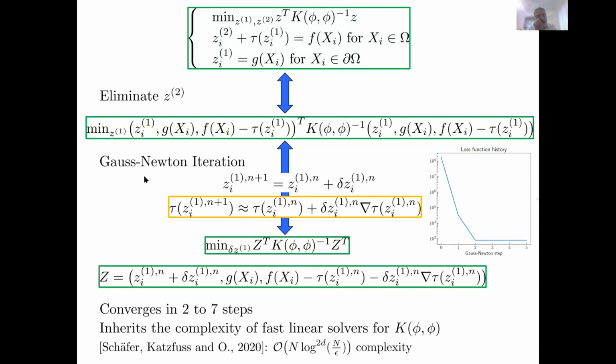This algorithm is an iterative algorithm obtained by successively linearizing the nonlinearity tau around the previous approximation of the solution and by solving a quadratic optimization problem to get the next approximation of the solution. In practice, this Gauss-Newton algorithm converges in 2 to 7 steps, 2 steps for that particular nonlinear elliptic PDE, which means that the complexity of our nonlinear PDE solvers inherits the complexity of inverting dense kernel matrices.